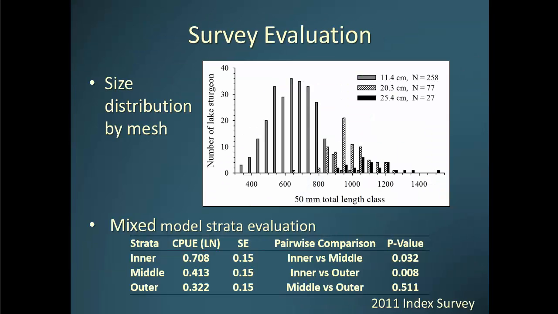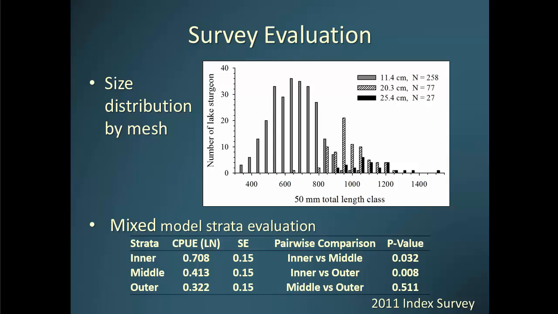So after the 2011 survey, that was our first year of conducting this brand new survey, we wanted to make sure that we could actually accomplish our objectives. So here I've got just a real quick evaluation. The first figure shows the size distribution by mesh size. What you'll notice is that most of the fish that we caught fell into this 500 to about 800 millimeter category, which corresponds to fish of roughly ages 4 to about 10. Again, those are the ages that we got the best data from. So we were able to effectively target the ages that we were going after.